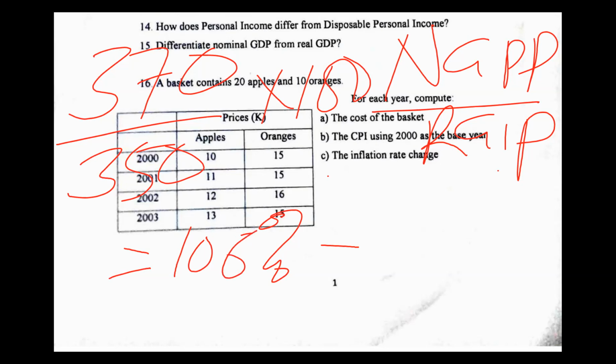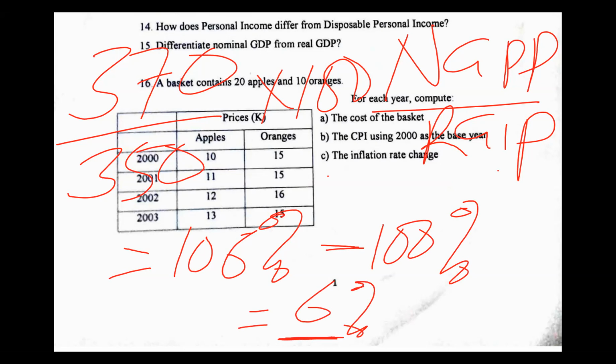So 106 minus, you should always subtract 100. You want to see whether the price has increased or reduced. So you find the difference, 6%. 106 minus 100 is 6%. The interpretation is that the inflation rate change was 6%, which means that the prices increased by 6%. Did you get that? Are you following? So for every answer that you find, you should subtract 100.